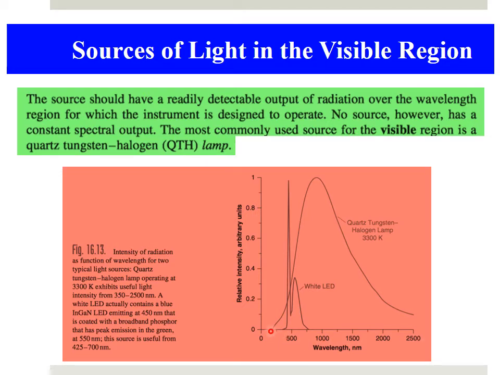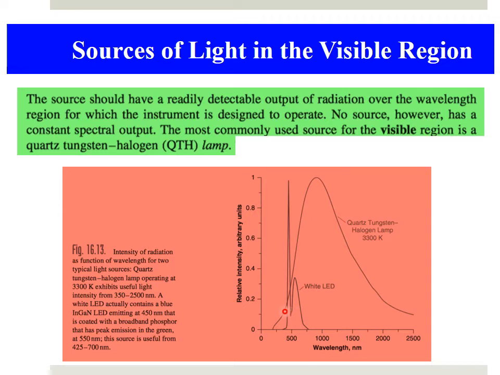Here in this graph, the spectrum of a white LED is also given. A white LED consists of a blue indium gallium nitride material, and it emits at 450 nanometers. It starts emitting radiation at 450 nanometers, then has a peak value right after that, and then the intensity of radiation drops down.